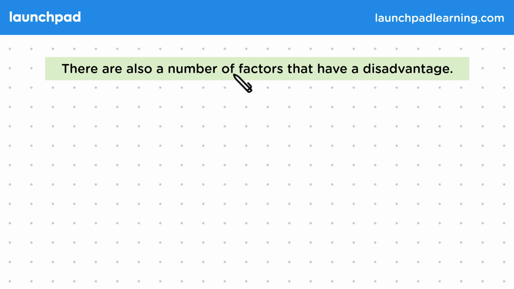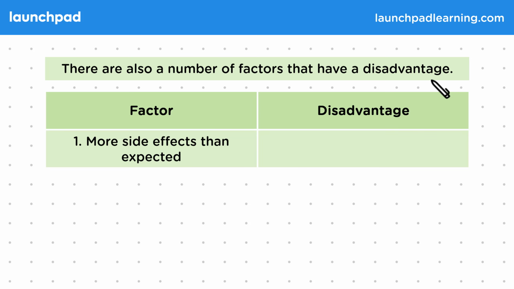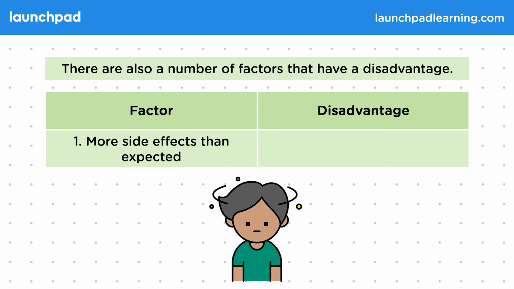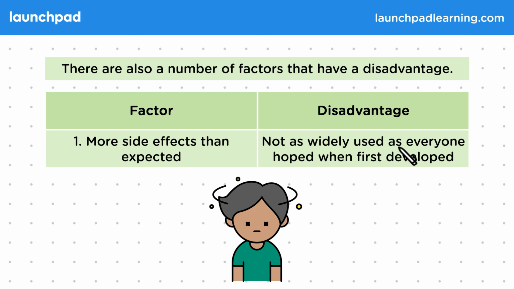There are also a number of factors that have a disadvantage. For the exam, you need to be able to evaluate the advantages and disadvantages of monoclonal antibodies. The upcoming section is going to look at different factors in terms of whether they are disadvantageous. So one factor is that they have more side effects than expected. The resulting disadvantage is that they're not as widely used as everybody hoped when they were first developed.